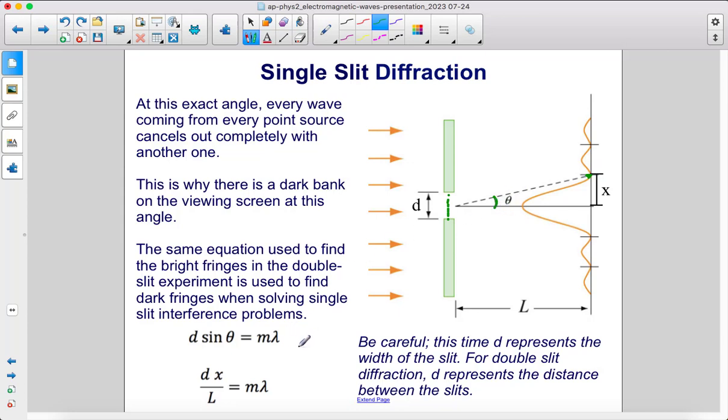The same equation used to find the bright fringes in the double slit experiment is now used to find the dark fringes when solving single slit interference problems. But be careful. This time, little d in this equation represents the width of the slit. For double slit diffraction, d represented the distance between the slits. But you're going to use that same equation. Just remember, now with a single slit, it's going to tell you the location of the first dark spot, or the second dark spot, or the third, depending on the m value.